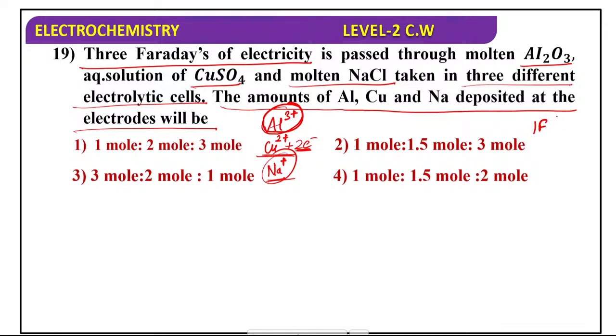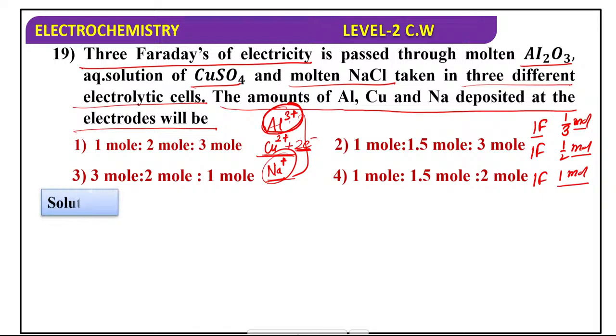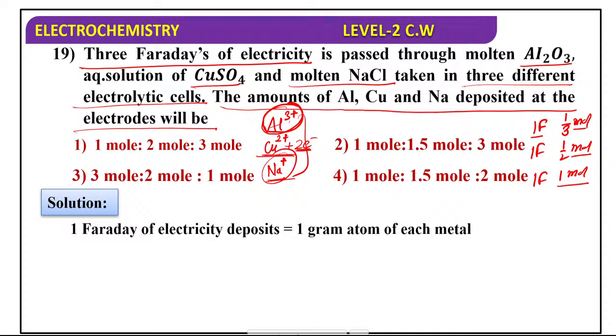See, 1 Faraday, 1 by 3 mole. 1 Faraday, half mole. 1 Faraday, 1 mole. In 1, 2, 3. So, 3 Faraday, 3 by 3, 1 mole. 3 by 2, 1.5. 3 into 1. So, it is option number 2. 1 Faraday of electricity deposits 1 gram atom of each metal.